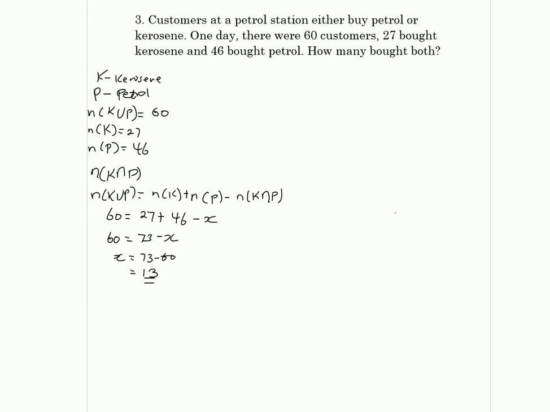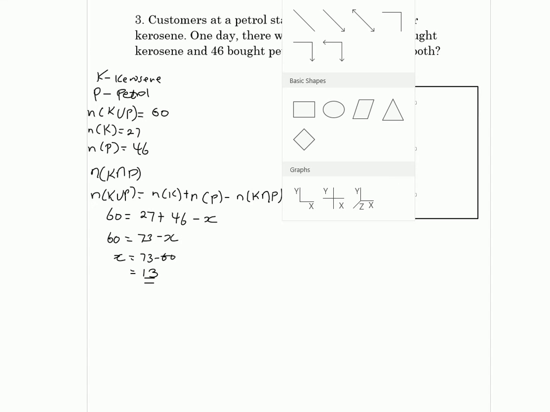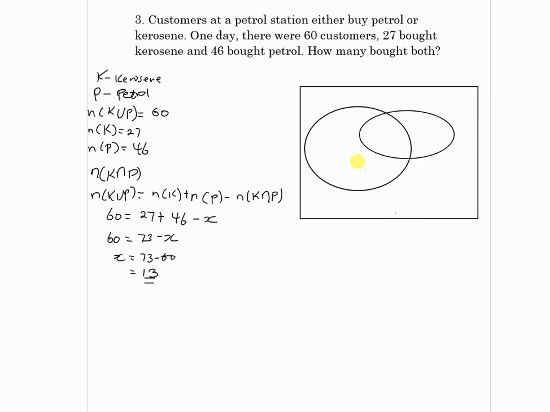I can also use a Venn diagram here to solve that same problem. You can use a Venn diagram, ladies and gentlemen, to solve that particular problem. Call this set K. I don't want to use that color, I'm using black, please. Call this one K, and call that one P.